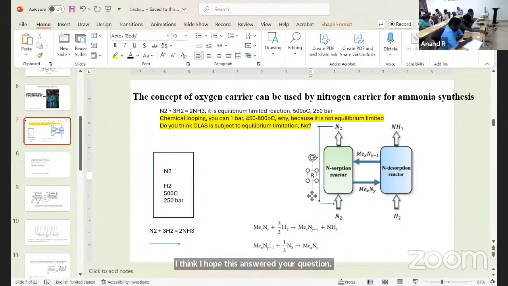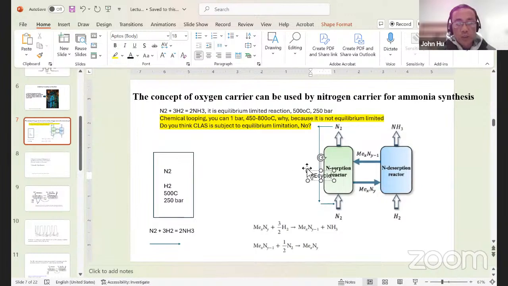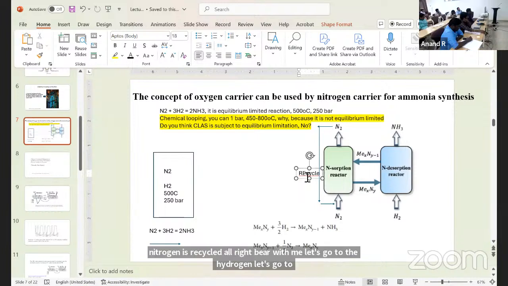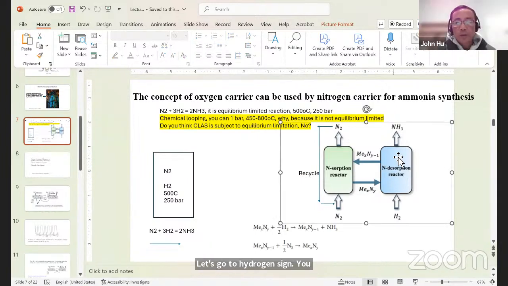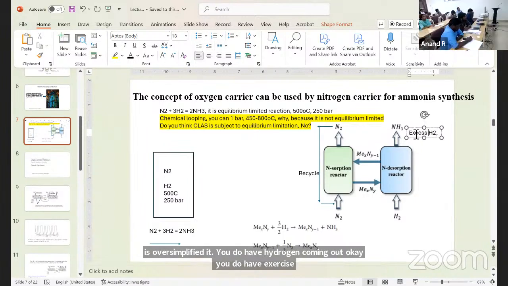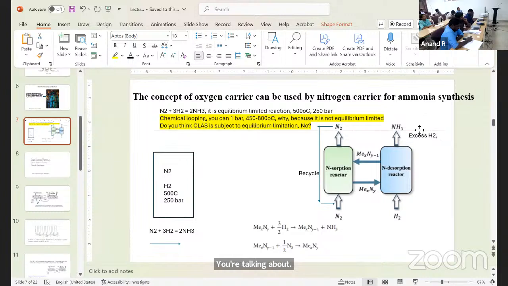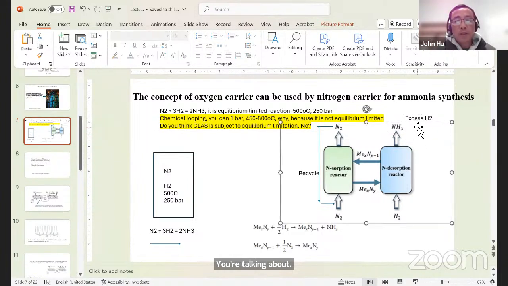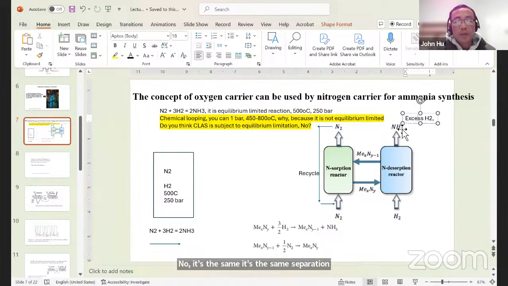Nitrogen is fine, sir. So nitrogen is recycled, all right? Just bear with me. Let's go to the hydrogen side. You need a separation. So basically, on this side, let's oversimplify this. You do have hydrogen coming out. You do have excess. You're talking about segregating hydrogen and ammonia being difficult. No, it's the same separation. It's basically ammonia separation at low pressure.